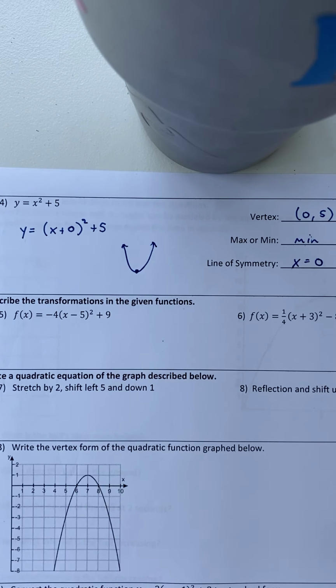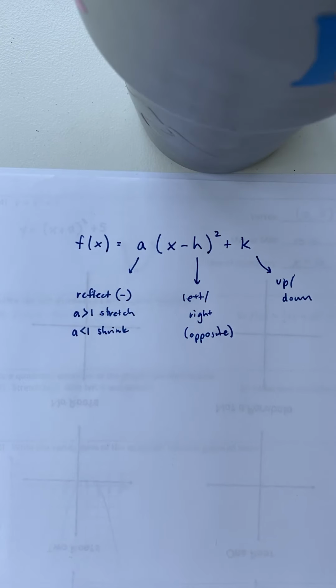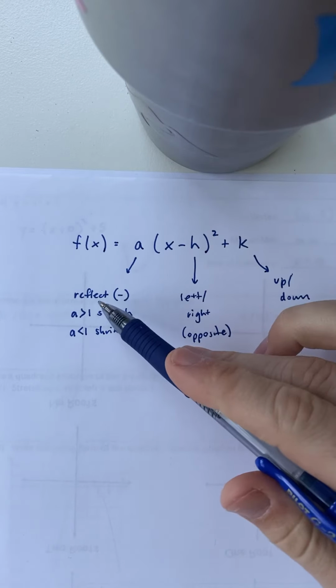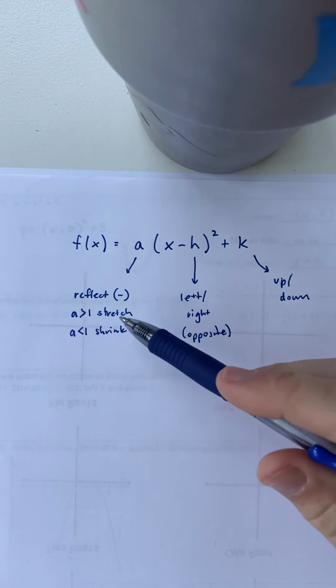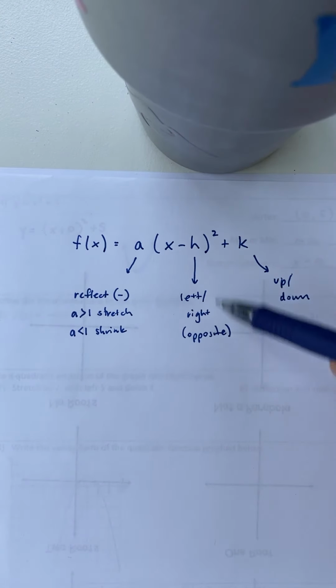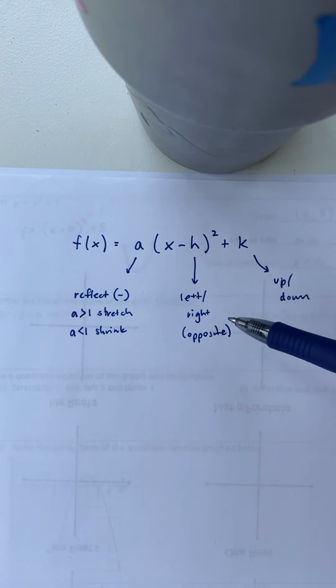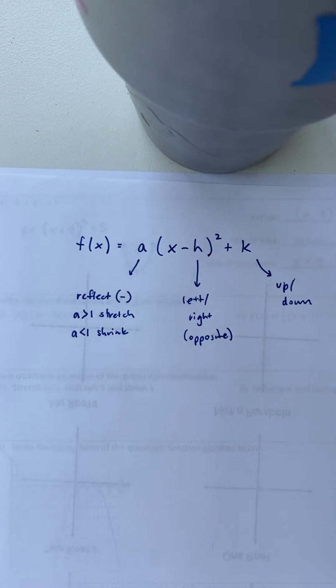All right, so before we move on to 5 and 6, I'm going to bring this paper back up here, okay, and show you guys, again, this a value causes either a reflection, a stretch, or a shrink. If a is greater than 1, if it's a whole number, it's going to cause a stretch. If a is less than 1, it's going to cause a shrink. And then, like you guys just saw, h and k combine to give you your vertex. H is your left and right, k is your up and down.